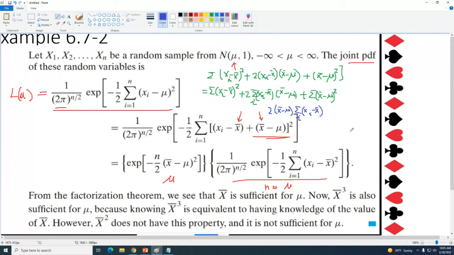What happened is you were able to separate the two: one part has no mu, and the other part has mu. This gives us the sense that to estimate mu, the only thing you need is x bar. So x bar is considered the sufficient statistic for mu, and the rest is just out there as a factor. That's our determination for sufficient statistics for mu. And so we have this conclusion that x bar is sufficient for mu. Okay. And that's our second example.